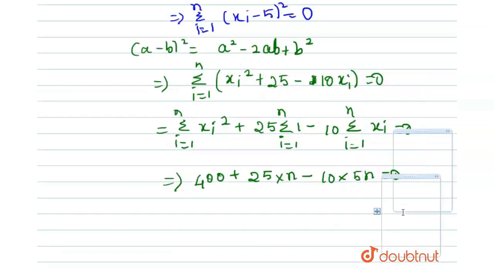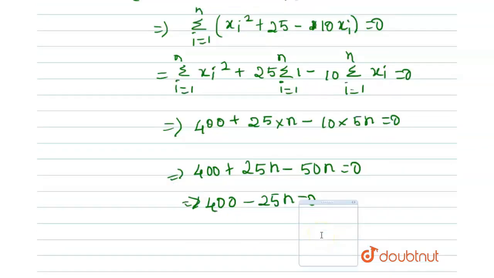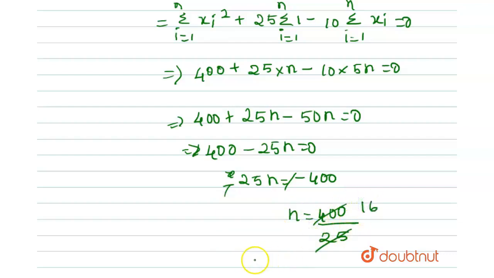So that implies 400 plus 25n minus 10 into 5n, that is 50n, is equal to 0. So 400 plus 25n minus 50n, that is minus 25n, is equal to 0. So that implies minus 25n is equal to minus 400. Minus minus get cancelled. Now we need to find the value of n. Therefore n is equal to 400 by 25. So 16 times 25 is 400. So n is equal to 16.